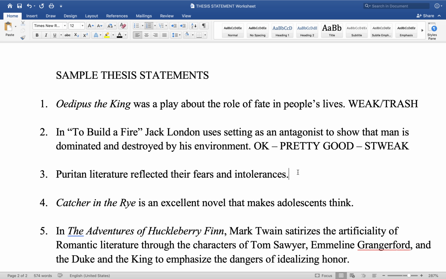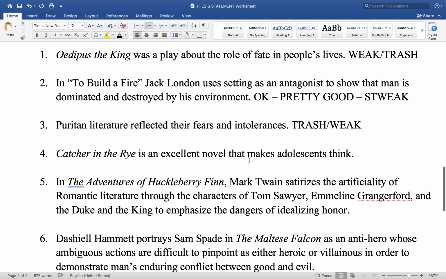Let's look at this one. Puritan literature reflected their fears and intolerances. Well, I fear that this is trash. Weak. Why? Well, it's not telling us anything specific about the literature or how it's reflecting their fears and intolerances. I could see how this could be a little bit of the seed of what you wanted to write about. I want to write about Puritan literature and how it shows their fears and intolerances. I'd be like, great, what's your thesis about it? That was it. I go, trash. Not enough detail here.